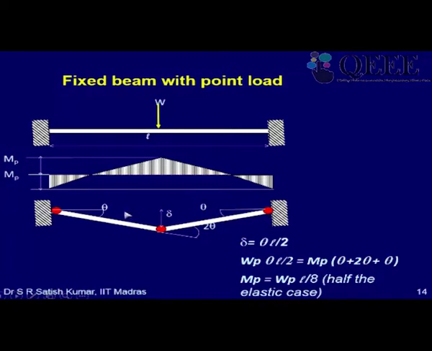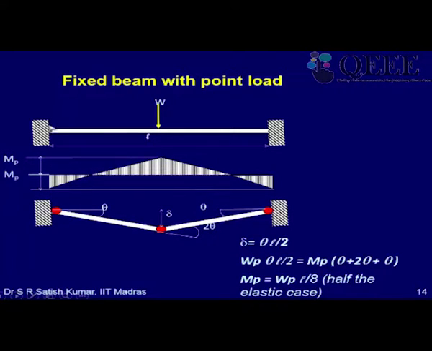In this case we are assuming that MP is the same, so we have written without suffixes ABC. So that becomes this thing, and MP becomes WL by 8, which is almost half the elastic case, where you get WL by 4 in the middle. So what we find is that the support and span moments first of all become equal.